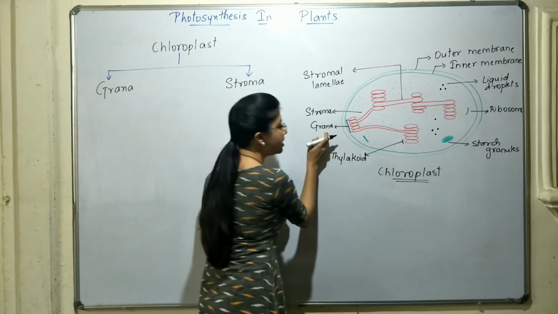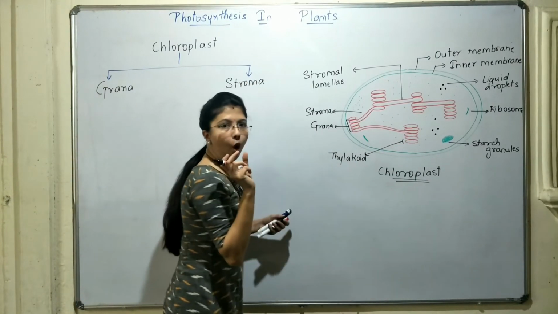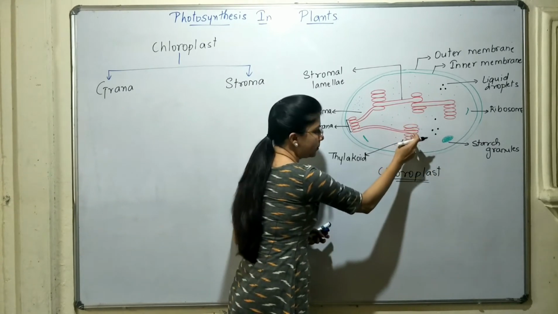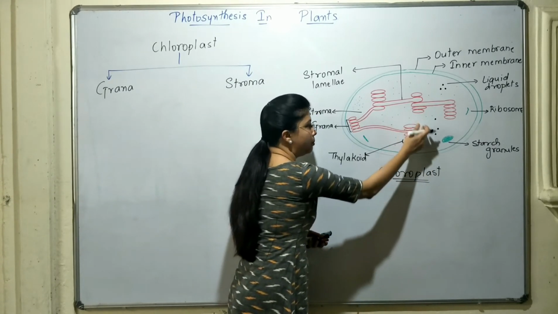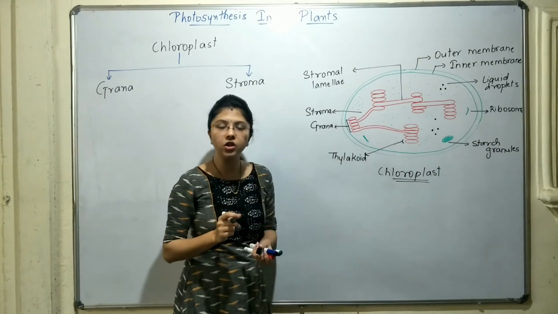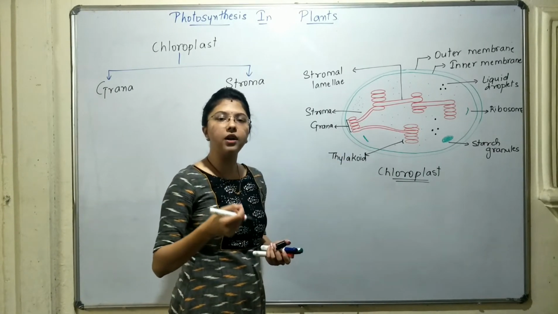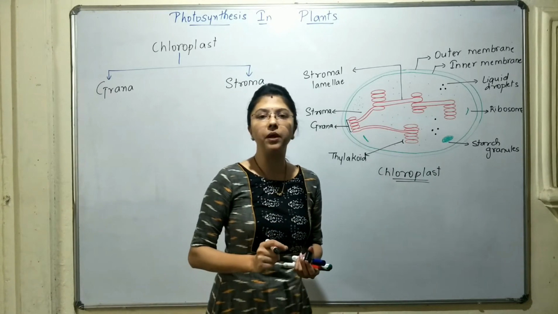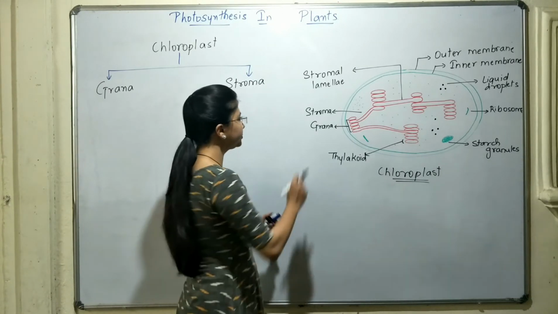Now, grana is made up of units called thylakoids. These units stack in a pile. When they stack together, the complete structure is called the grana. And thylakoids are the units of grana which are actually involved in the process of photosynthesis because they have a green colored pigment called chlorophyll.